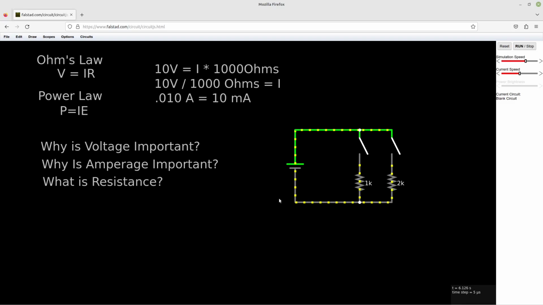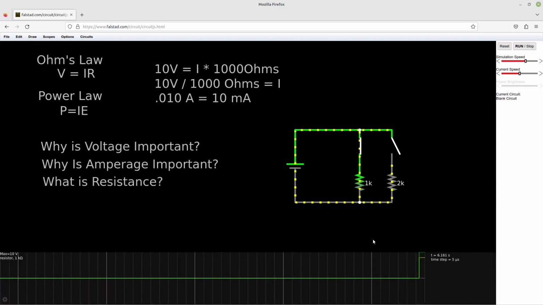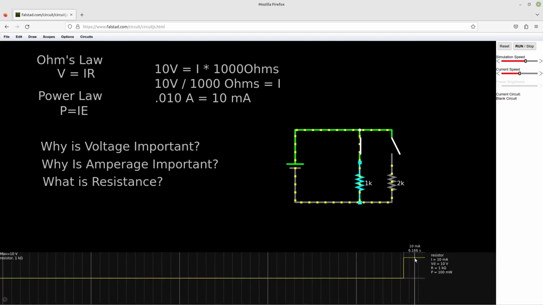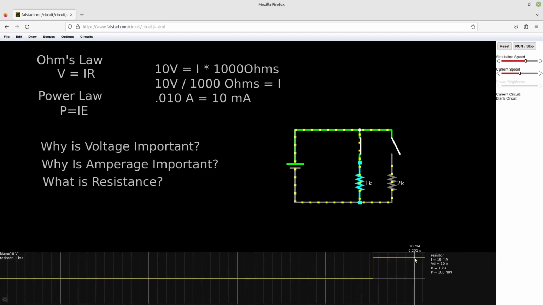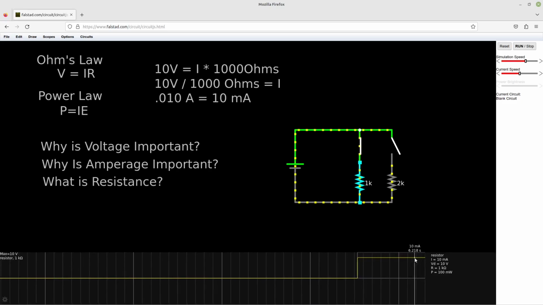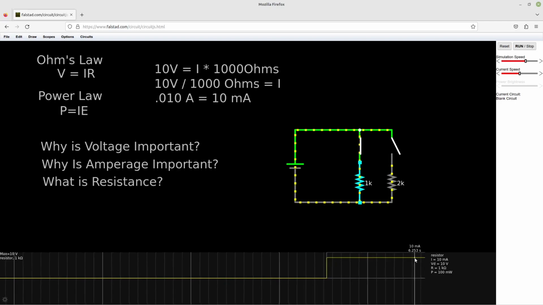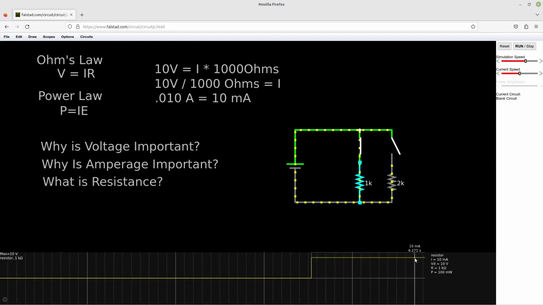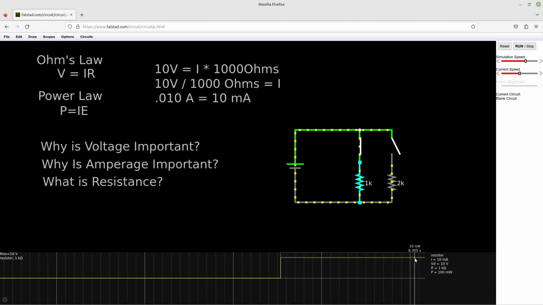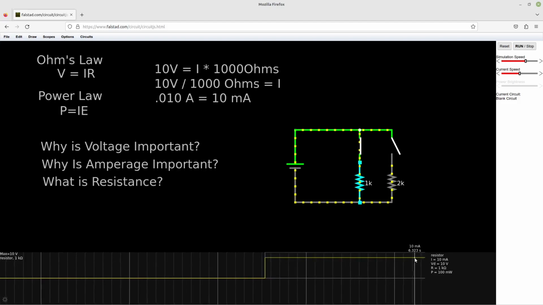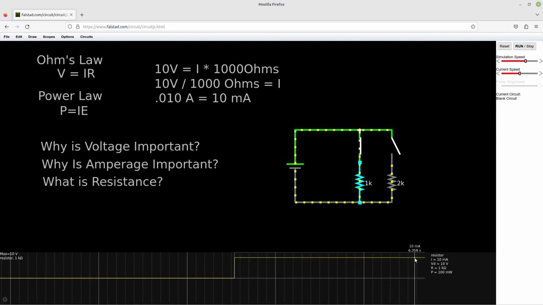So let's actually take a look at this and let's make sure our math is correct. If we close this circuit, we can see that indeed it says 10 milliamps, 10 volts, and we also are showing power at 100 milliwatts. Interesting. I don't remember adding power to this one, and generally that doesn't come on by itself. But, well, that's a good segue into the power law. So let's talk about that next.